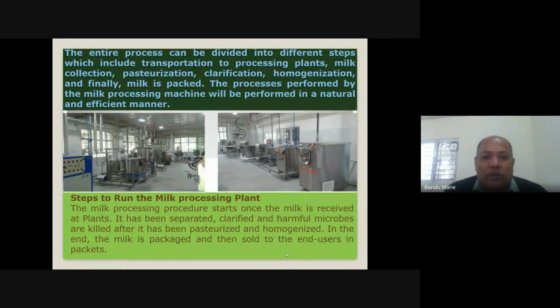There are different steps to run the milk processing plant. The milk processing starts once the milk is received at the plant. When milk is received in the plant, the first step is quality assurance. Quality assurance has two steps: rapid quality assurance and lab assurance. Most of the rapid test is done by sensory analysis by expert persons appointed in the milk plant.